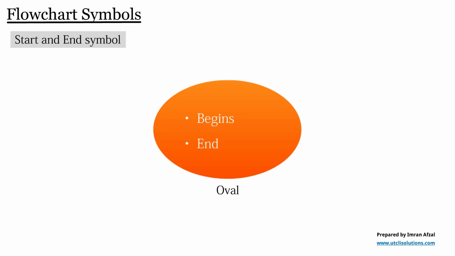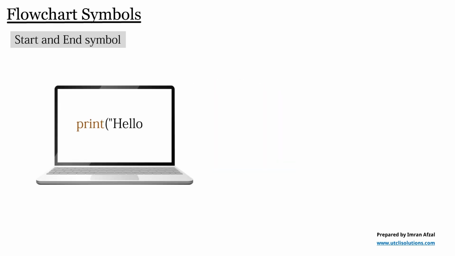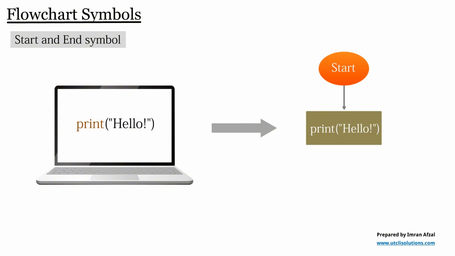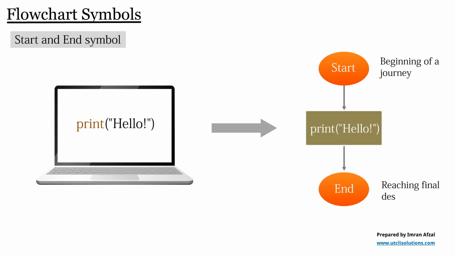For example, if you write a Python program that simply prints a message, the flowchart starts with the start symbol, then moves to a process that prints the message and finally reaches the end symbol. The start symbol is like the beginning of a journey, and the end symbol is like reaching the final destination.